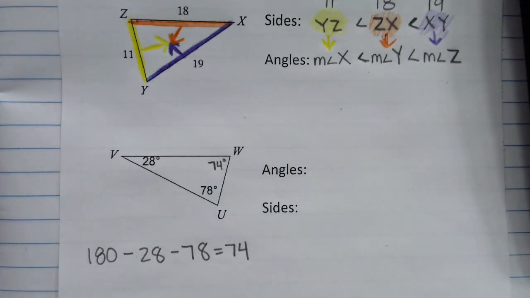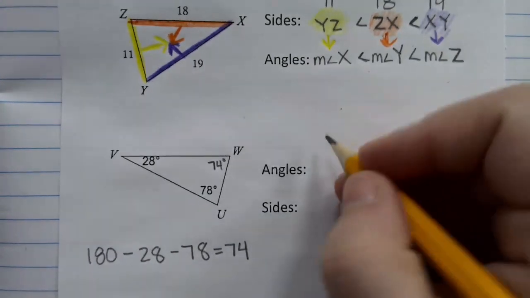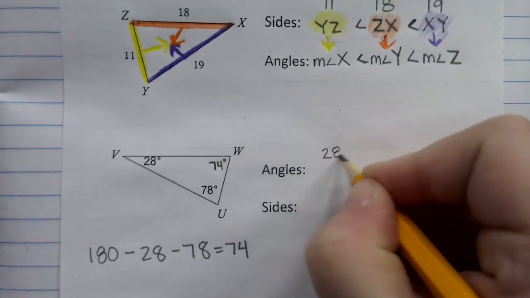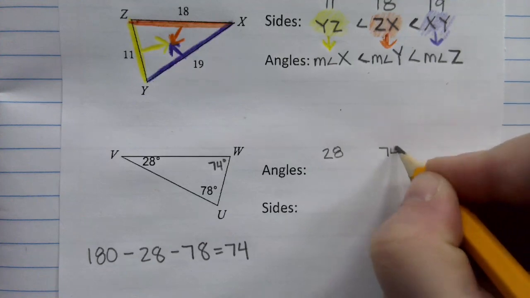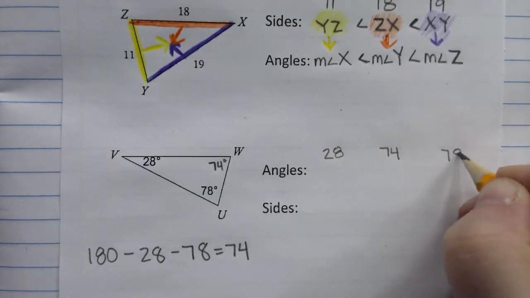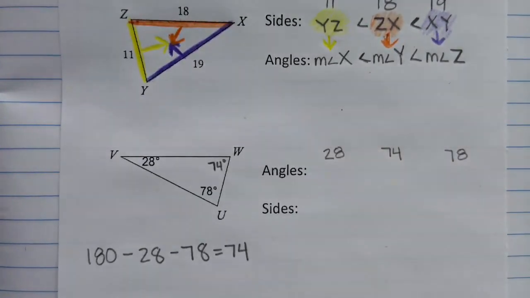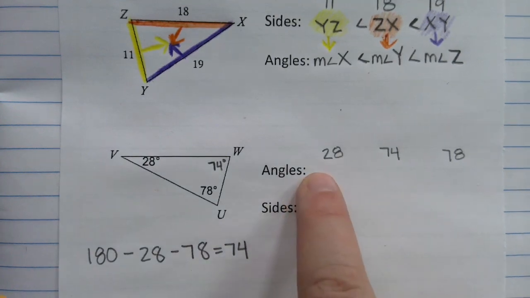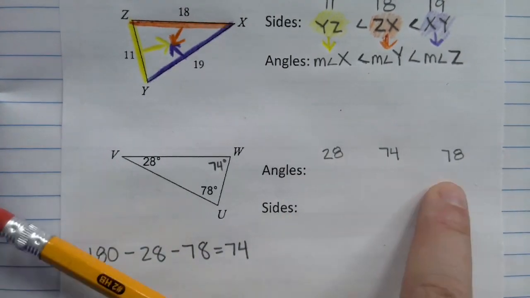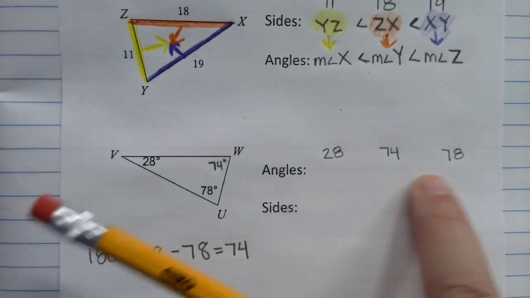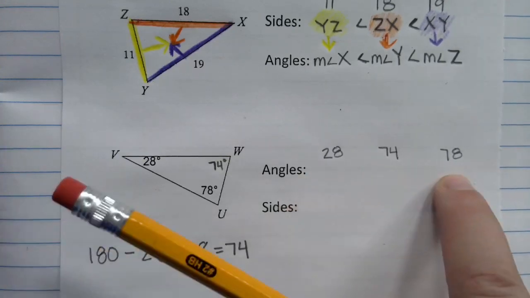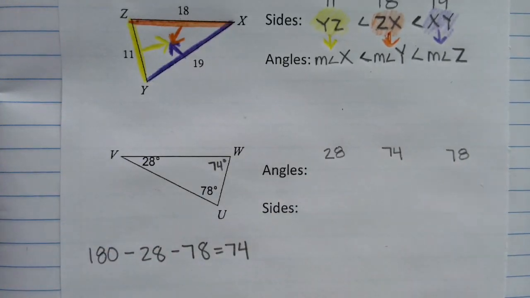Alright, so if I go least to greatest with my angles, which one is my smallest angle? What number? 28, and then 74, 78. So in my head, I'm thinking these numbers first. In your practice today, there won't be a spot for you to order the numbers. So you might want to take out a whiteboard or just a scratch paper and order the numbers yourself, smallest to biggest.